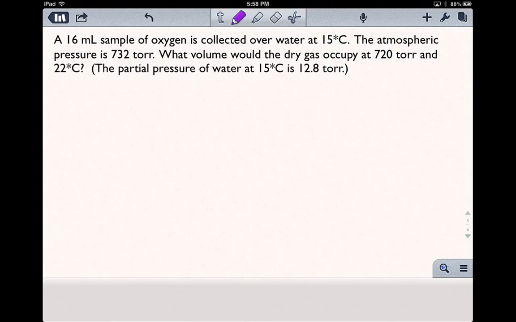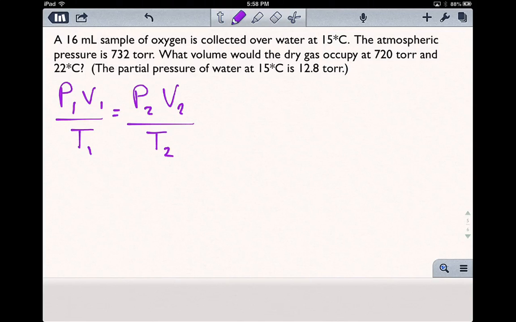So this is a combined gas law question, so we are going to use P1V1 over T1 equals P2V2 over T2. However, we have to remember that anytime a sample of gas is collected over water, part of the pressure in that sample of gas is because of water. So we have to apply this second little formula. The total pressure is equal to the sum of all the gases in the sample. So here our sample is made up of oxygen, and we have some water vapor that's escaped into that sample of oxygen.